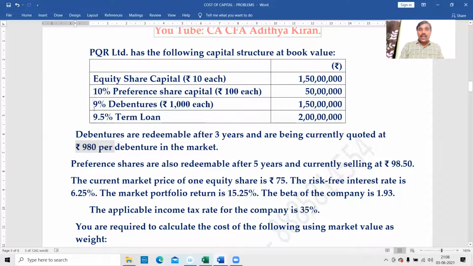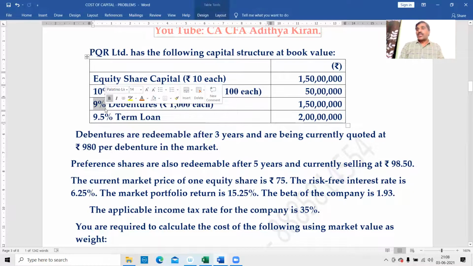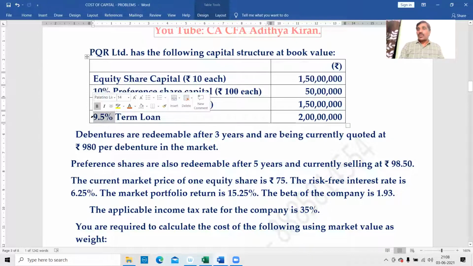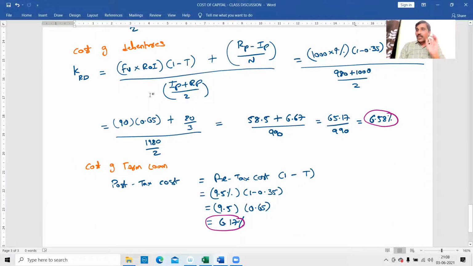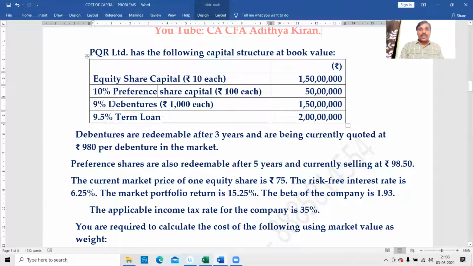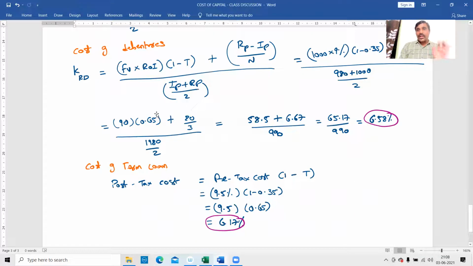Debentures, though apparently appear to be 9%, are more costly. So though apparently it is less, the debentures are more costly. This is where the difference between a financial student and a non-financial student will come. When you analyze in depth, debentures are more costly than bank loan. When you look at it prima facie, if you look at the balance sheet, term loan appears to be more costly and debentures appear to be cheaper. But if you go in depth into the problem, we'll identify that debentures are more costly.